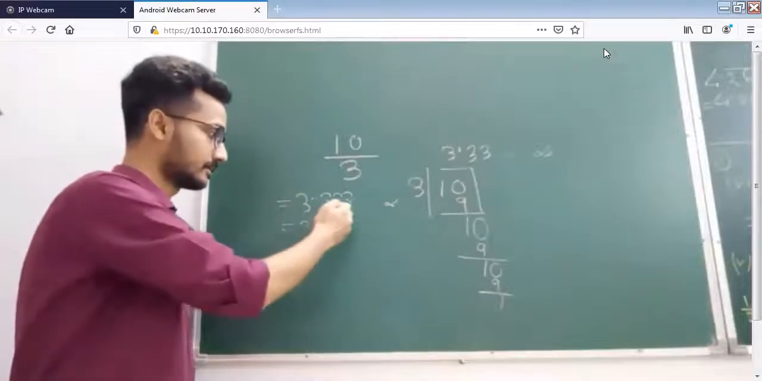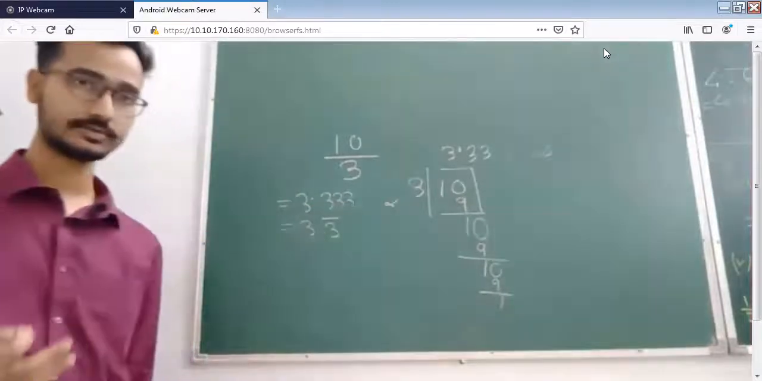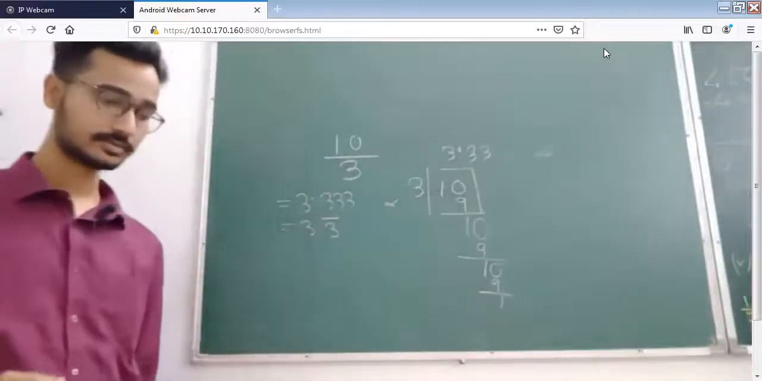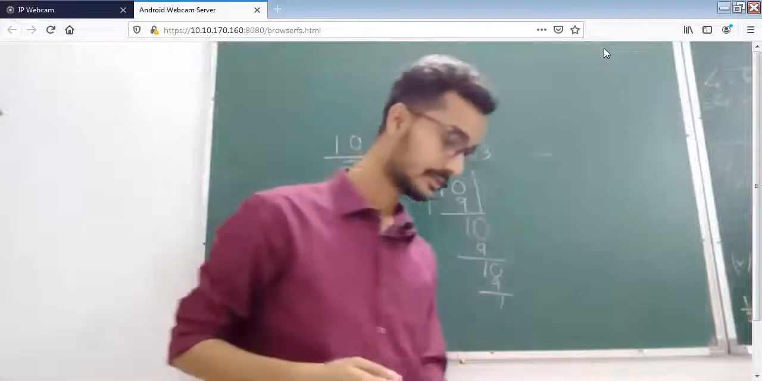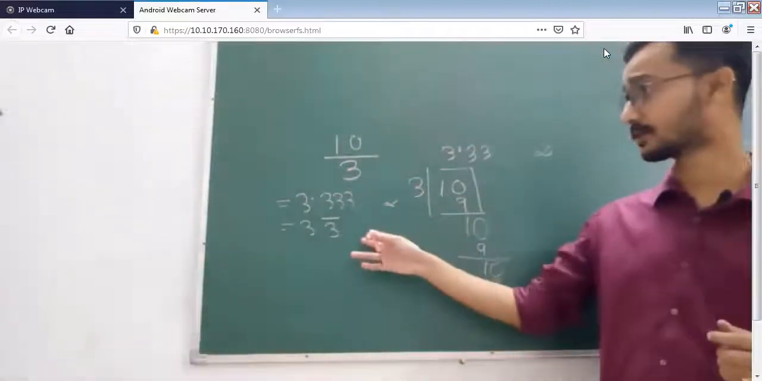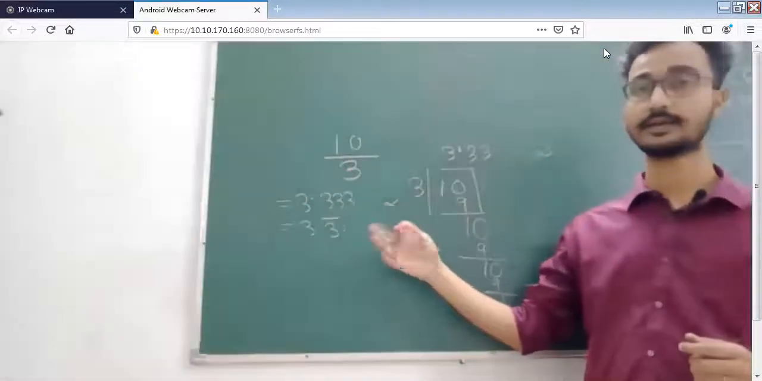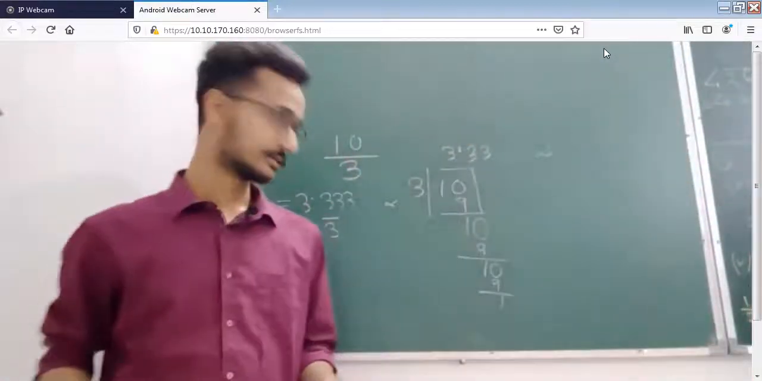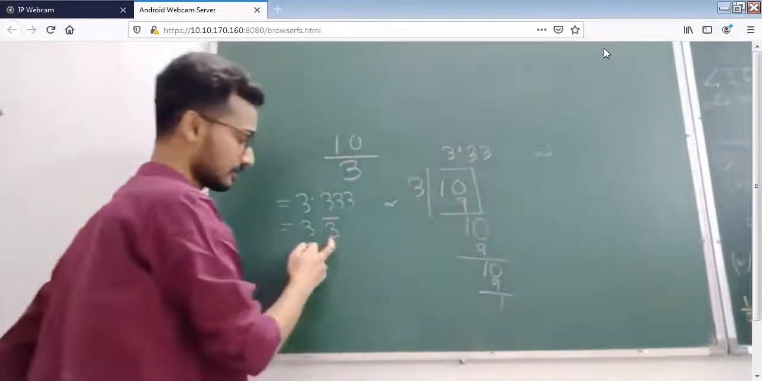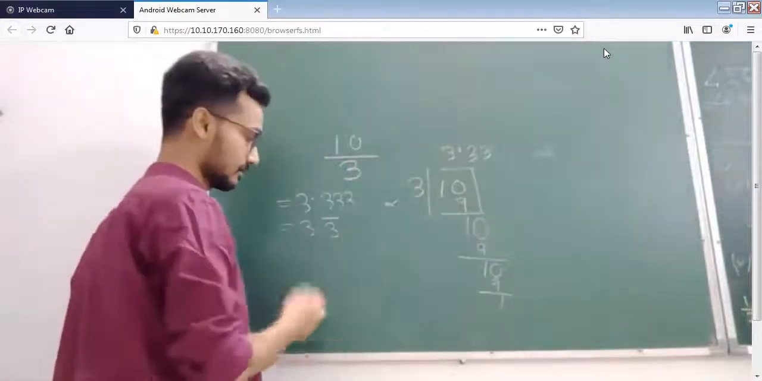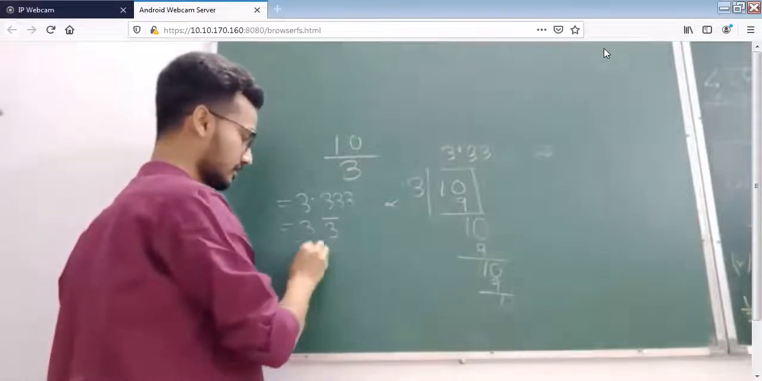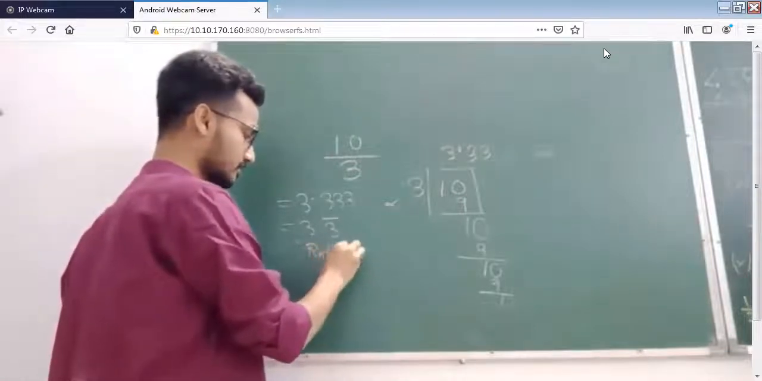That means this is non-terminating. This will not end, but the same number is repeating. Yes or no? That's why it is non-terminating. Your non-terminating, repeating or recurring digit. Yes or no? That's why this number is your rational number.